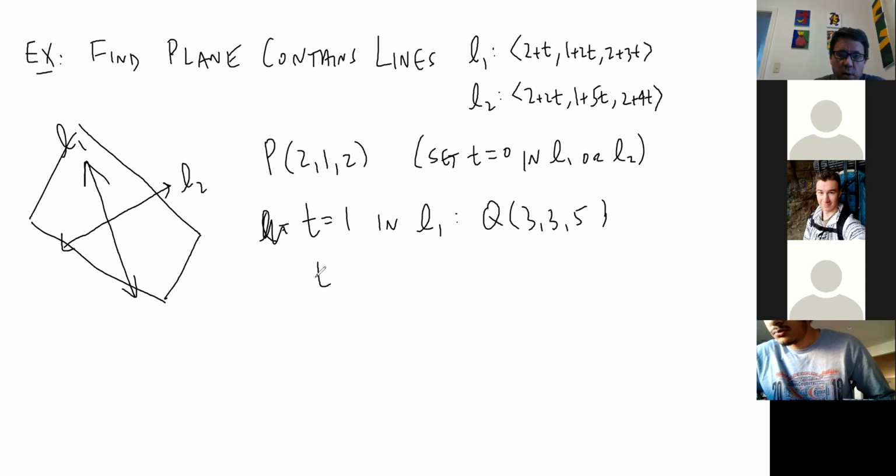Pick another value. Well, I don't want to pick another value along L1. I don't want everything to be in a straight line to do the cross product. That would be bad. I get 0. Any two vectors that point in the same direction, if I cross them, I'll get 0. So let's do it in L2. If I plug in t equals 1 into the second one, I'll get 2 plus 4, 6, 6.